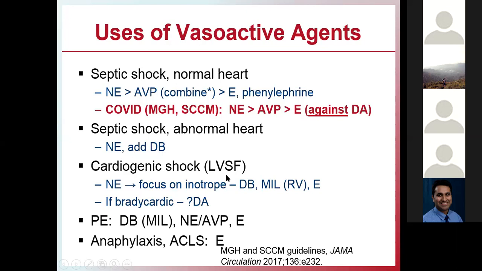If you have overt cardiogenic shock, and here I mean mainly left ventricular systolic failure, realizing that there's quite a pleiotropy of etiology of cardiogenic shock: valvular, arrhythmic, restrictive. So norepinephrine is a fine first agent, but then again, you're going to focus on the inotrope, whether it's dobutamine or epinephrine. I'll come back to that. The only scenario where you may consider using dopamine is if the patient has a bradycardic etiologic component to their failure.